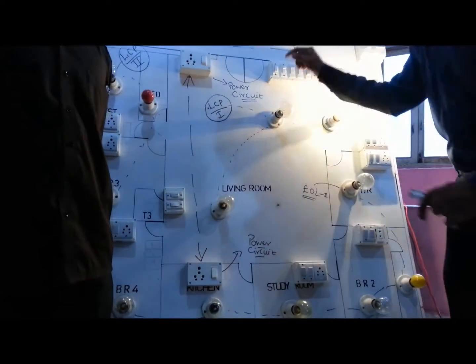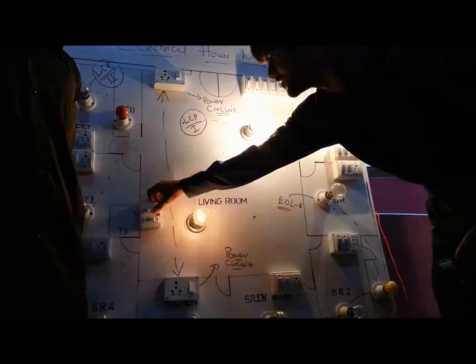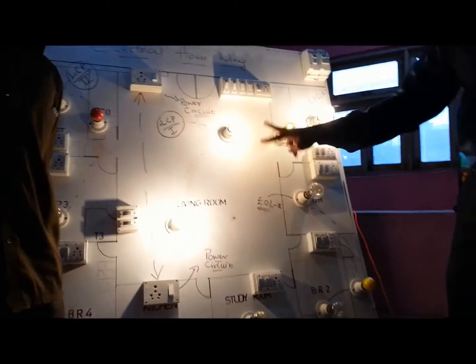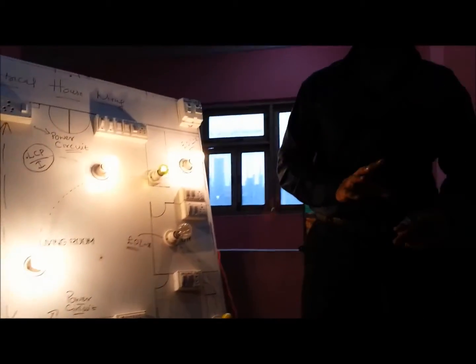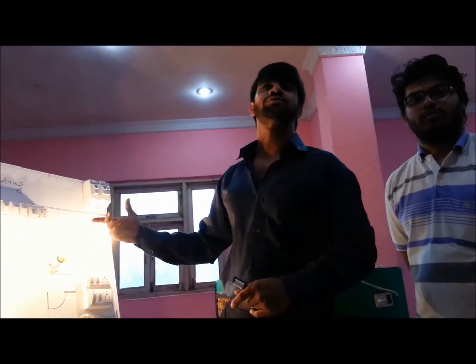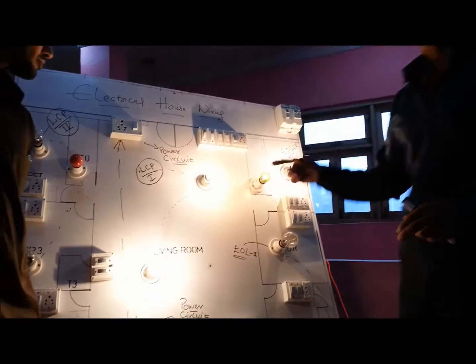If I want to turn on this bulb, I will turn it on from here. If I want to turn it off, I can turn it off from here. Turn on, turn off. This is called the two-way concept, which you will see in staircases, or in bedrooms also. We can open it from one side and close it from the other side. Fine. This is clear.